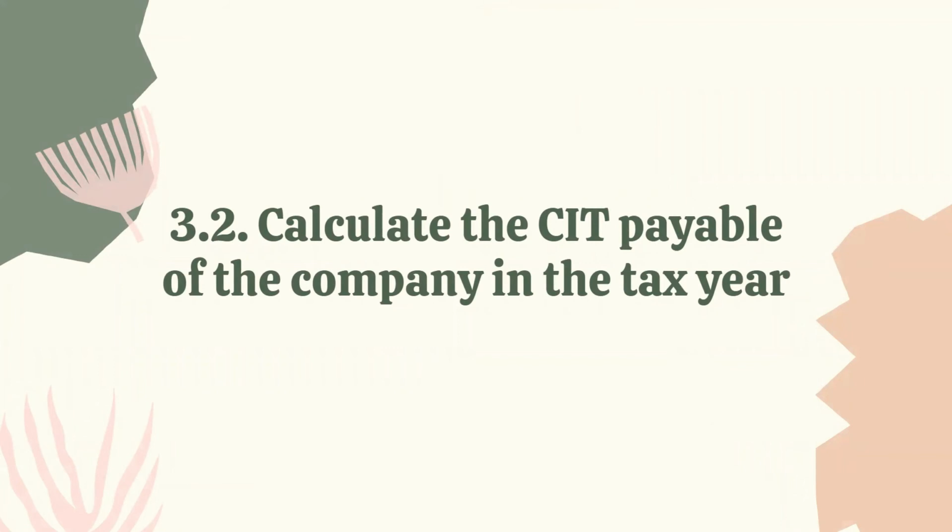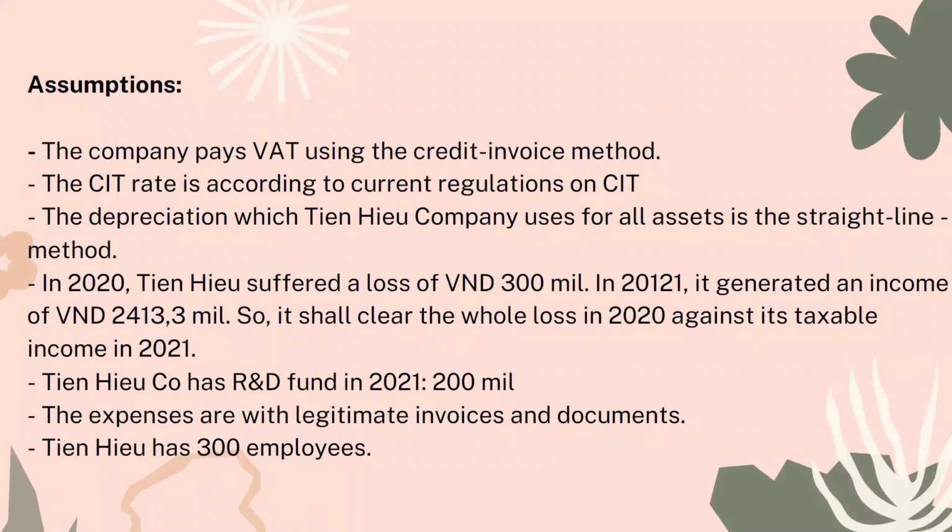Now we calculate the CIT payable of the company in the tax year. Assumption: the company pays VAT using the credit invoice method, and the CIT rate is according to current CIT regulation. The depreciation method Tiền Hiếu uses for all assets is straight line. In 2020, Tiền Hiếu suffers a loss of 300 million, and in 2021 it generated an income of 2,413.3 million, so the loss in 2020 is carried against its taxable income in 2021. Tiền Hiếu has an R&D fund in 2021 equal to 100 million, its expenses have legitimate invoices and documents, and it has 300 employees.